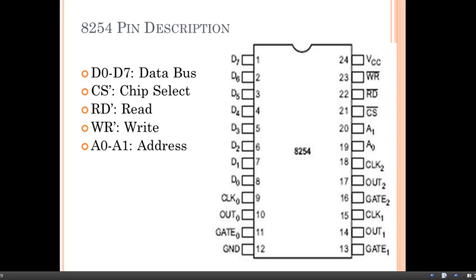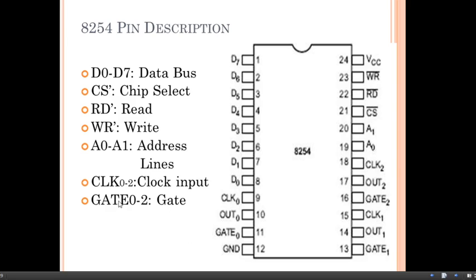After these address lines, next pins are clock 0 to clock 2. This is clock input. Here we can observe clock 2, clock 1 and clock 0. These are the clock inputs to the 3 independent counters. The pulses applied at these clock pins will be counted by the respective counter. So pulses applied to clock 2 get counted by counter 2, pulses to clock 1 get counted by counter 1, and pulses to CLK0 get counted by counter 0.